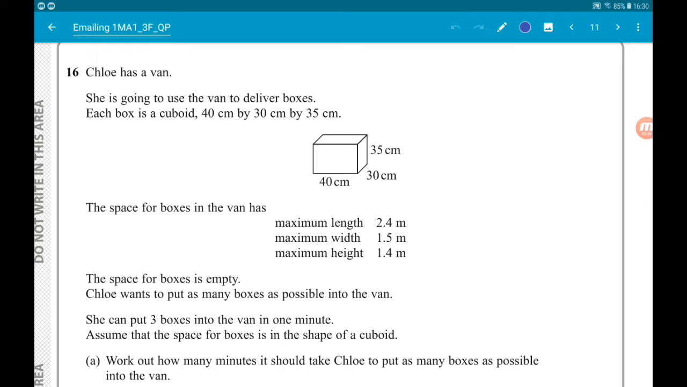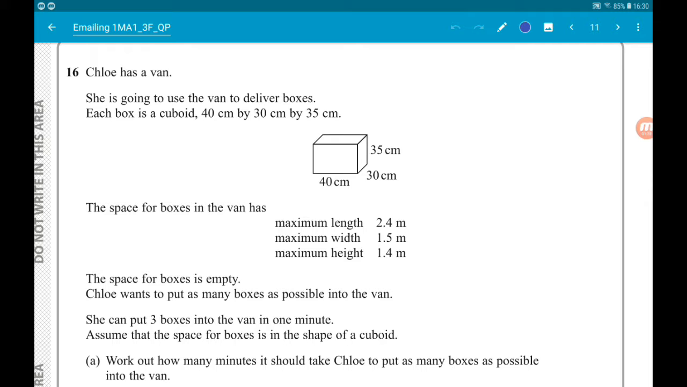She can put 3 boxes into the van in 1 minute. Assume that the space for boxes is in the shape of a cuboid. Part A, work out how many minutes it should take Chloe to put as many boxes as possible into the van. Okay, so what we need to work out then is how many boxes she can put along the length, along the width and along the height of the space in the van.